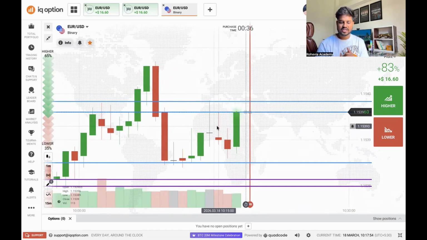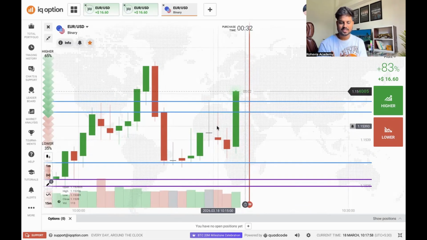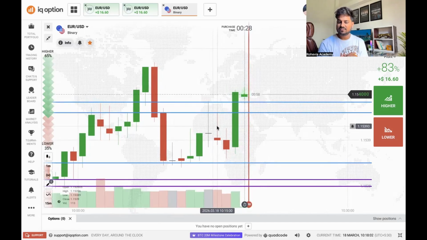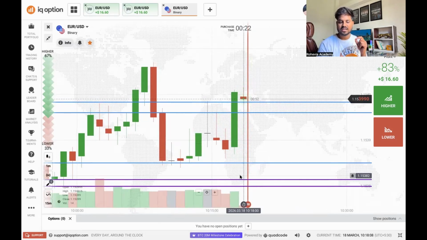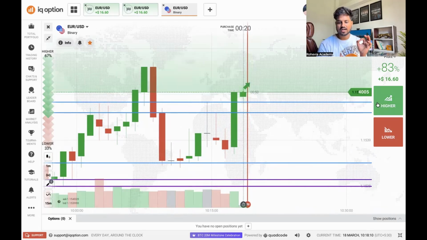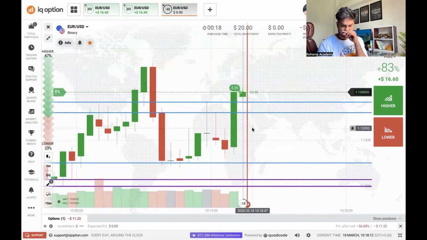Now here they have increased the volume. That can be a problem. We cannot consider it as a good seller's opportunity, but we can consider this as a very good buyer's opportunity. Why? Because they have increased the body size. Along with that, they also have increased the volume. So there is a possibility that buyers can take control over the market here.